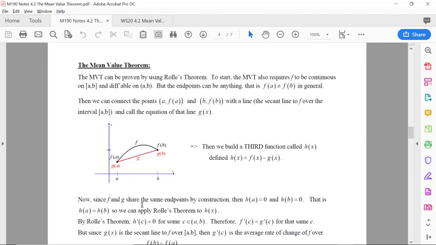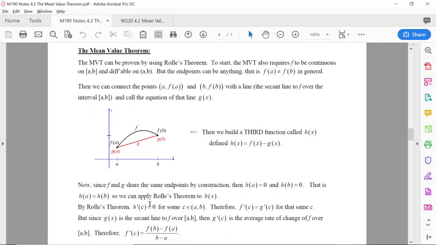Therefore, Rolle's theorem applies to h, that is, there must be at least one value of c in the open interval from a to b, such that h prime of c is equal to 0. Well, what is h prime of c? H prime of c is f prime of c minus g prime of c.